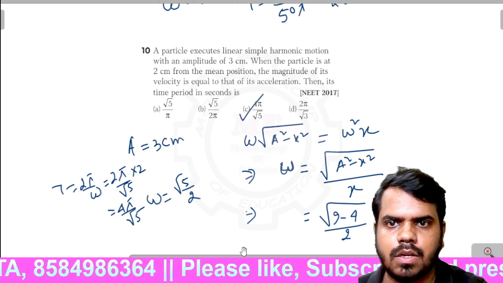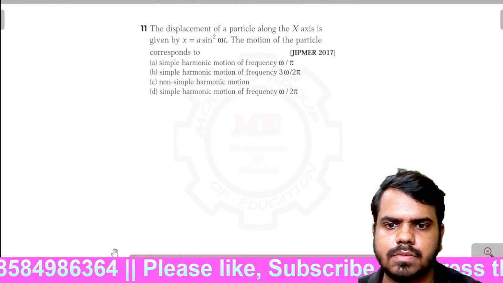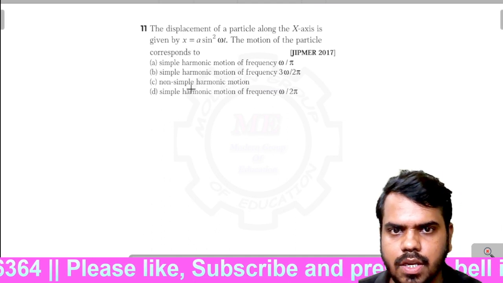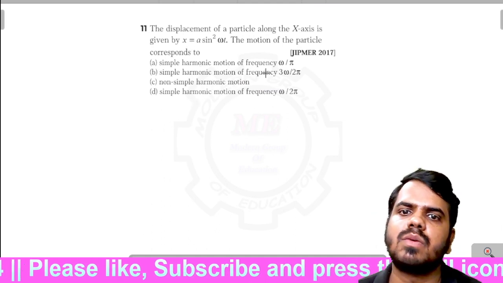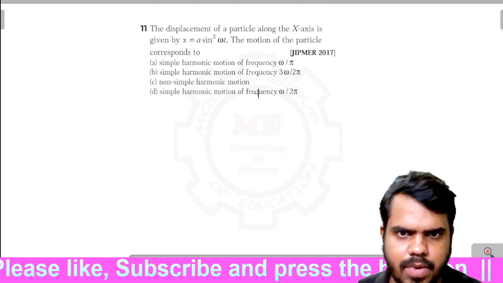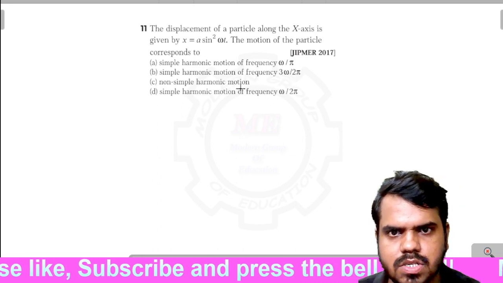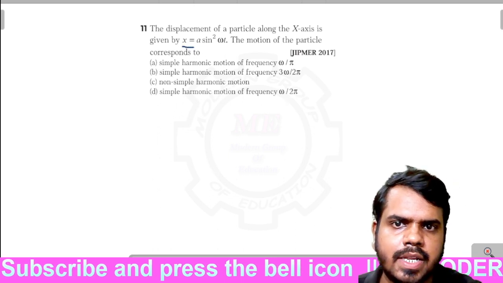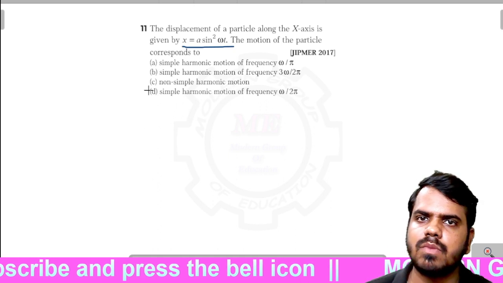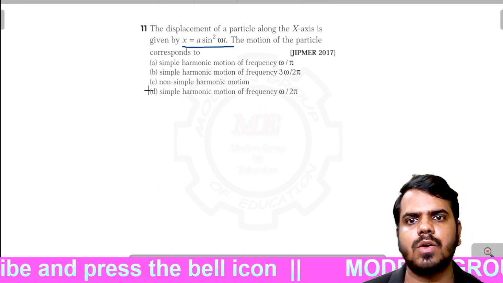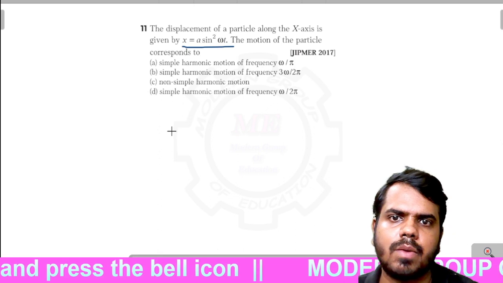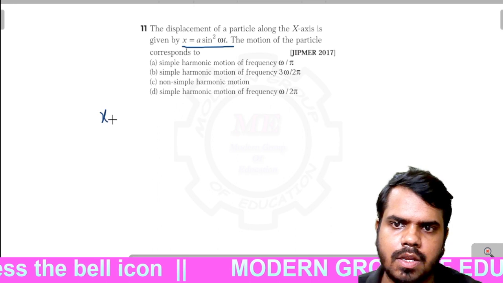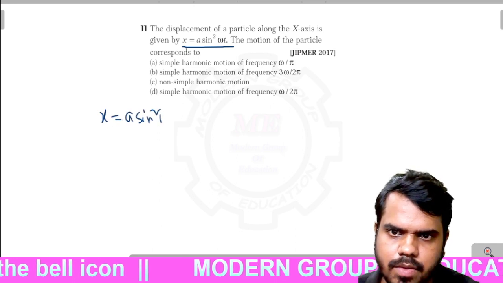Okay, now coming to the next question, 11. The displacement of a particle along the x-axis is given by x equal to a sin square omega t. Motion of the particle corresponds to: simple harmonic motion with frequency omega by pi; simple harmonic motion with frequency 3 omega by 2 pi; non-simple harmonic motion; or simple harmonic motion with frequency omega by 2 pi. From the equation it is clear that this is not simple harmonic motion, because in simple harmonic motion the power of sine is 1, there is no square. So option C is correct, but if you want to check this question, you have to write it like this: x equal to a sin square omega t.